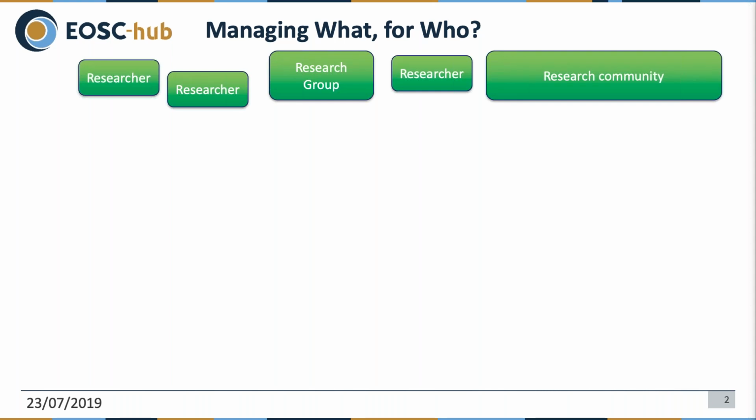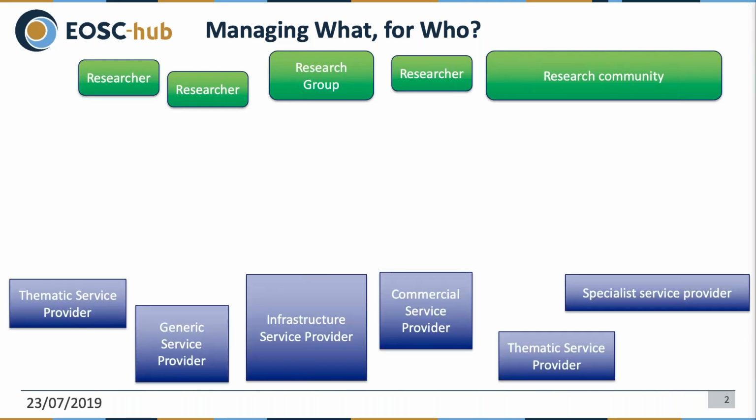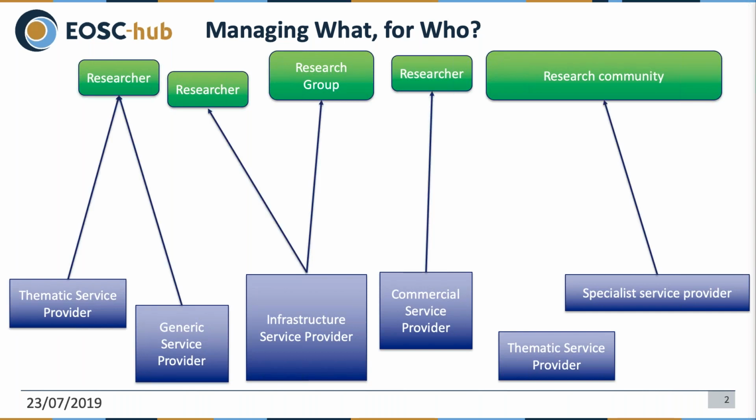We know that in Europe, there is a wide range of researchers organized in different ways: individual researchers, research groups, large research communities, which are all trying to push forward science and research at a European scale. At the same time, there are also a whole bunch of providers. They come in different flavors. There are commercial providers, there are thematic providers, very specialist providers doing something incredibly specific, and ones that are more generic or providing infrastructure.